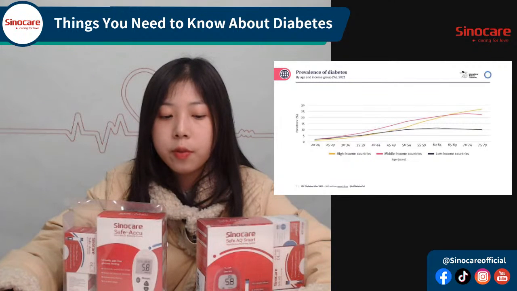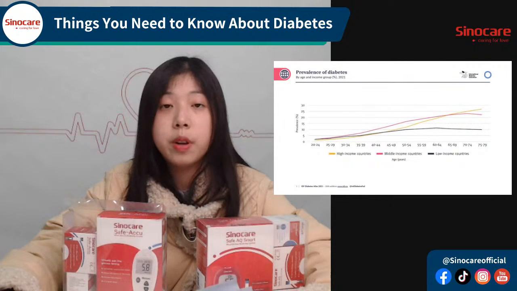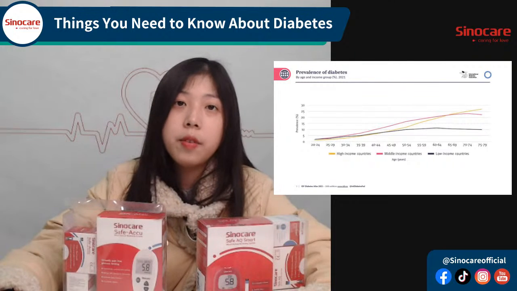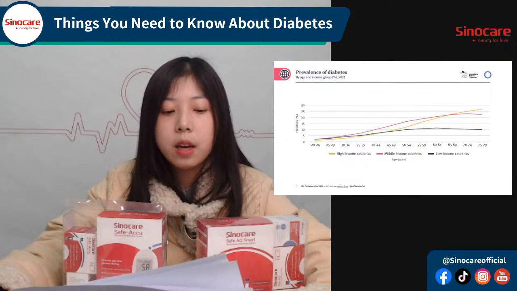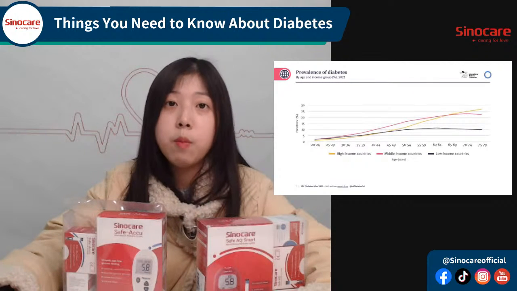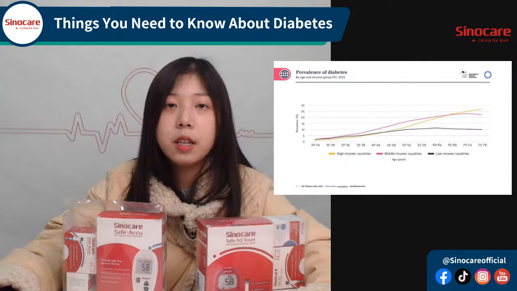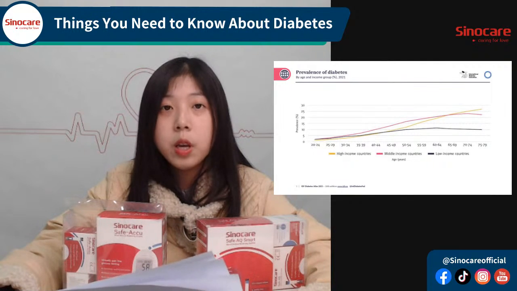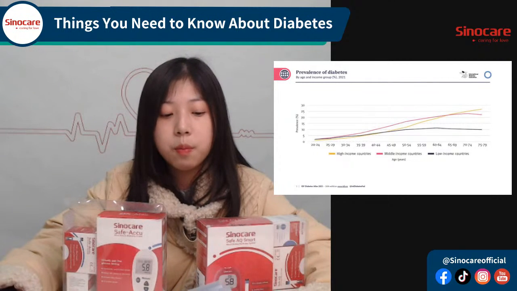And the age of 44 has the highest incidence of diabetes, and 30 to 44 years old is the golden age to prevent diabetes. So if you are a person who is 30 to 44 years old, you need to pay more attention to your health, especially diabetes. When you are in this age, you can prevent diabetes. It's the best time.